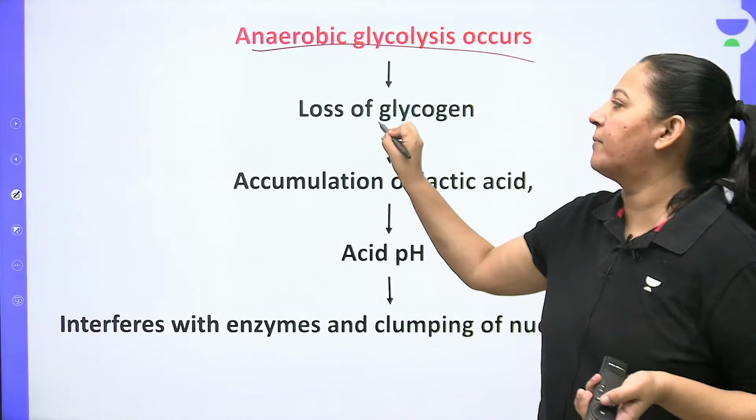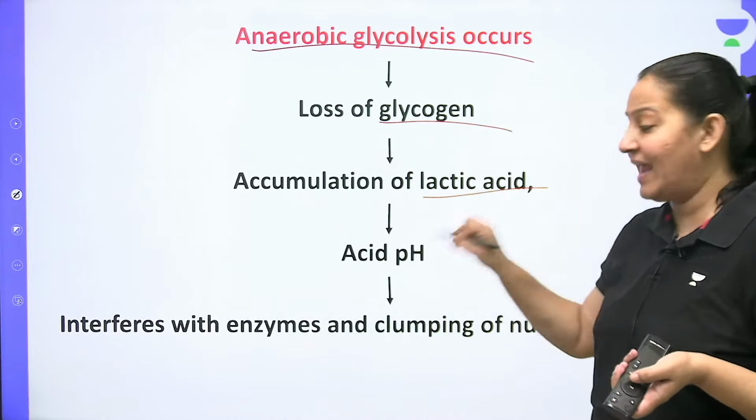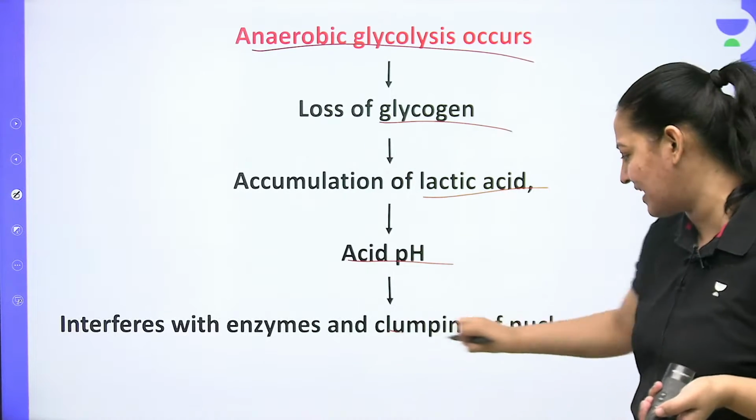So some ATP is formed, but glycogen converts into lactic acid. Lactic acid causes acidic pH, and that will cause clumping of the nucleus.